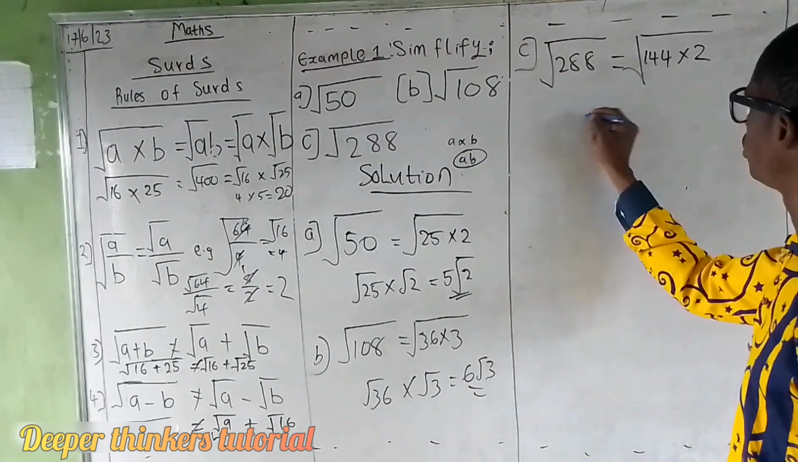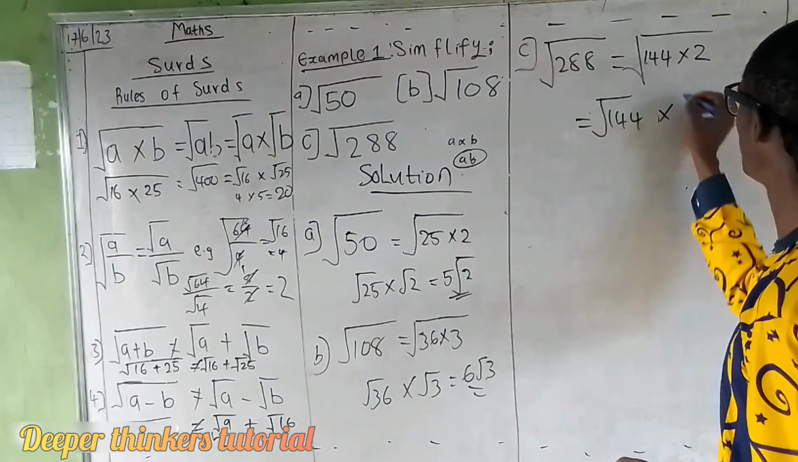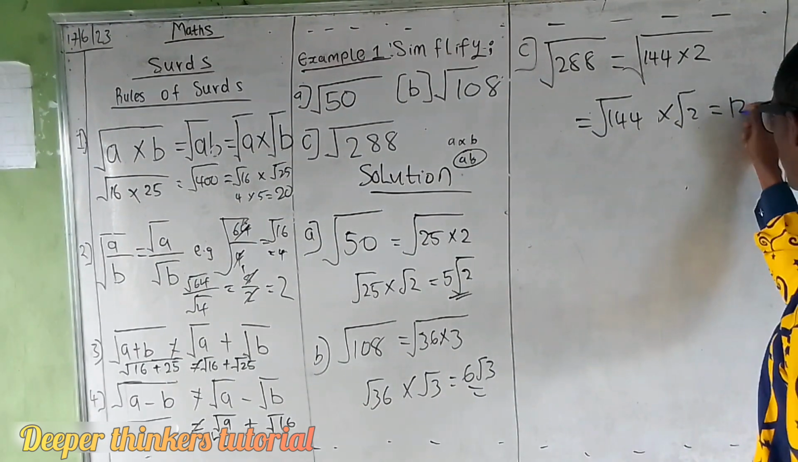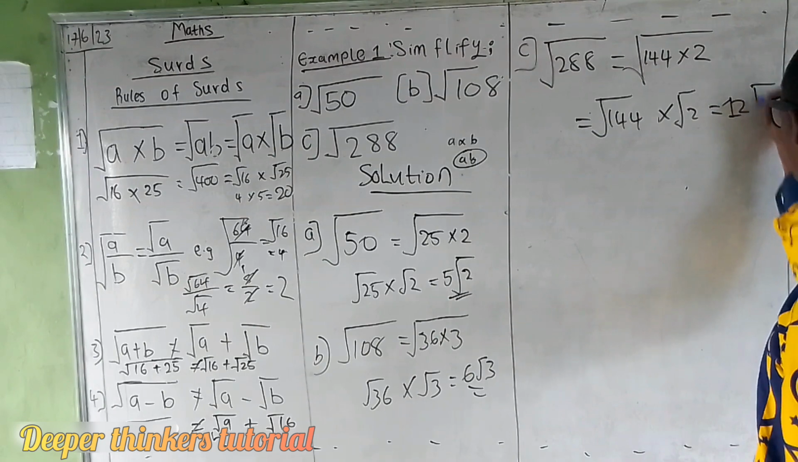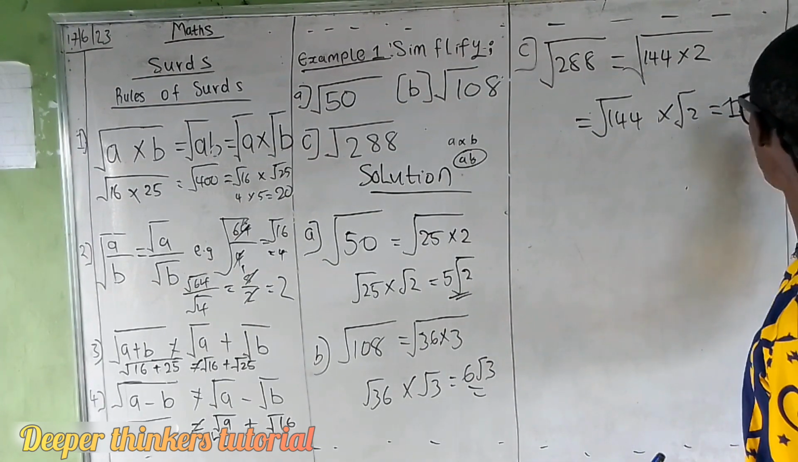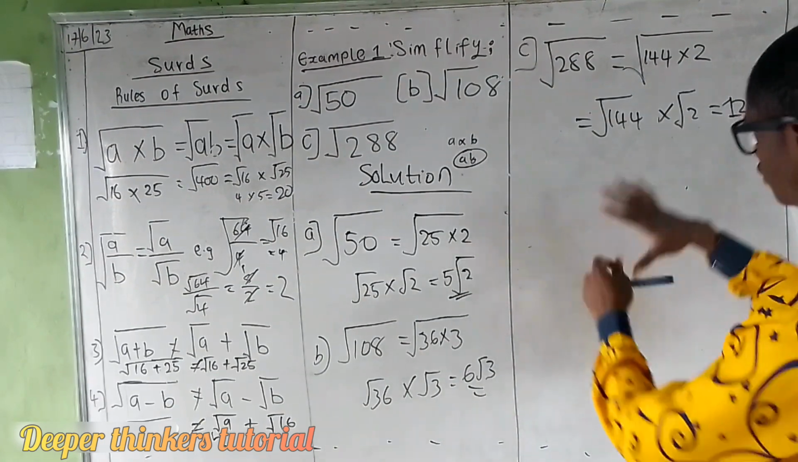So now, according to the rule, we have square root of 144 multiplied by square root of 2. And the square root of 144, because it's a perfect square, is 12, multiplied by root 2, since the 2 is still remaining. So we have 12 root 2 as our final answer. So this is very easy.